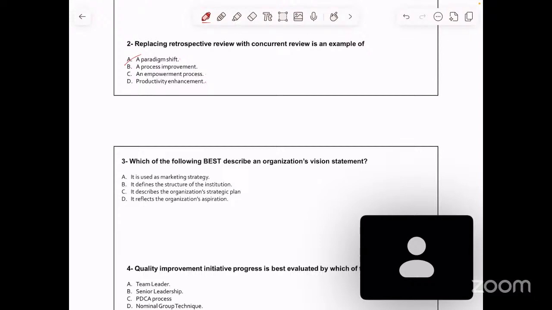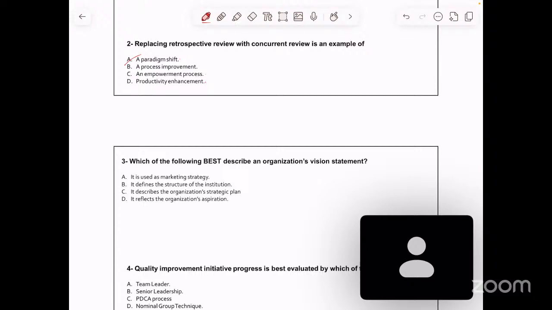Why not letter B? This also may lead to process improvements, but the change represents a broader fundamental transformation, not just an incremental improvement. Why not letter C? This change is not directly about empowering individuals, but about modifying the review methodology. What about letter D? This might also improve as a result, but this is a secondary benefit only, not defining the characteristic of the change. The correct answer is paradigm shift.